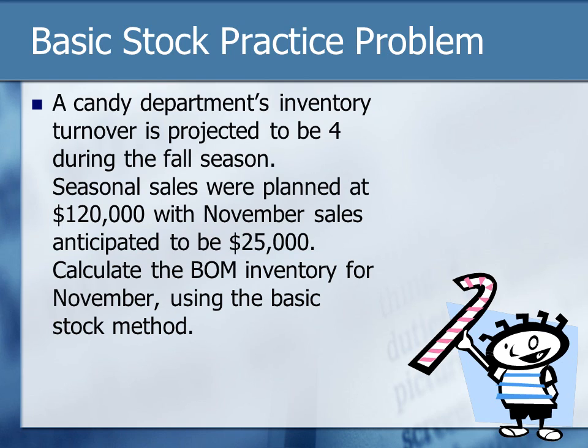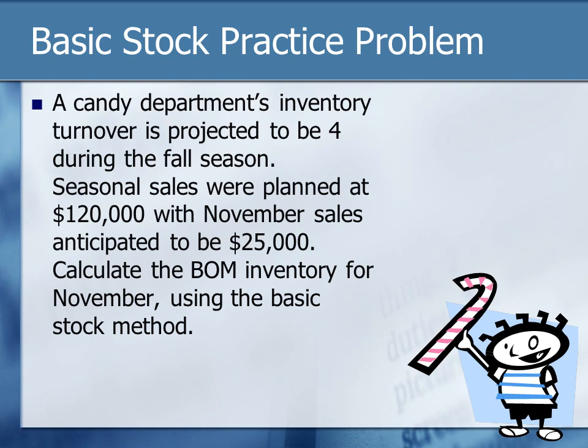Alright, let's work on another basic stock practice problem just to assure that we understand the step-by-step procedure to calculate the BOM inventory level for each month. A candy department's inventory turnover is projected to be 4 during the fall season. So there is the seasonal turnover planned out, and the seasonal sales for this department were planned at $120,000, with November sales anticipated to be $25,000. Let's calculate the BOM inventory for November using the basic stock method.